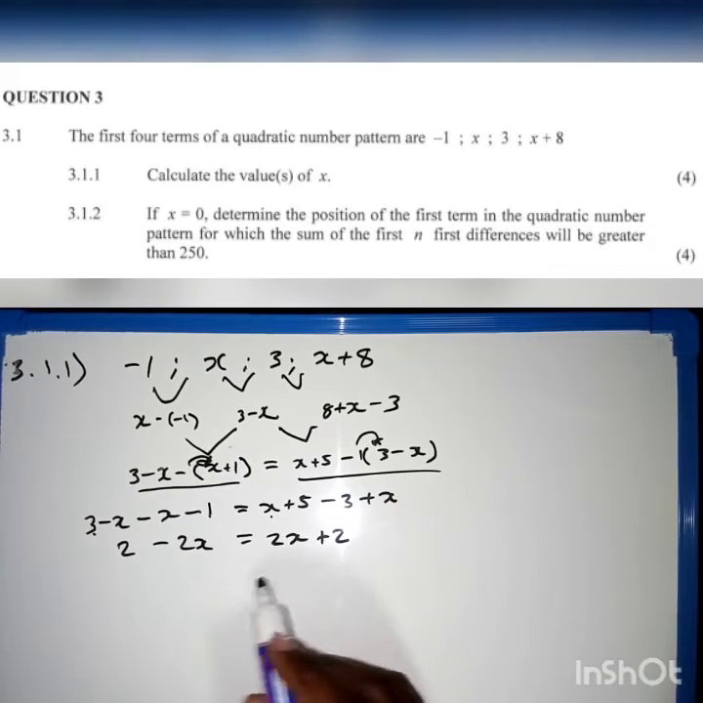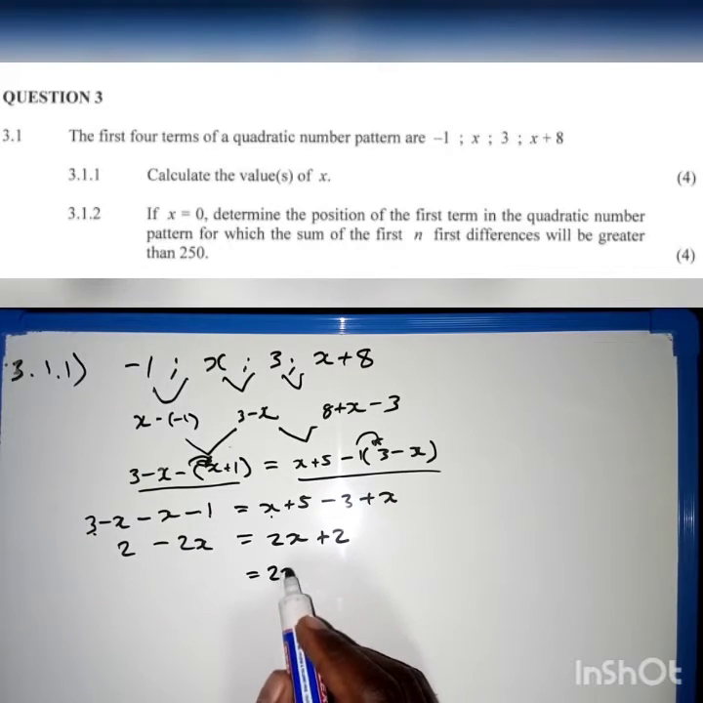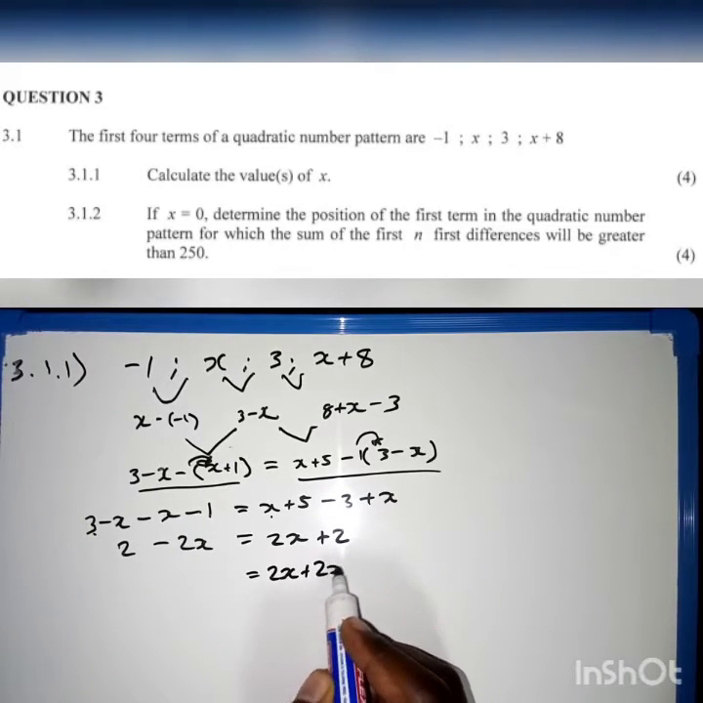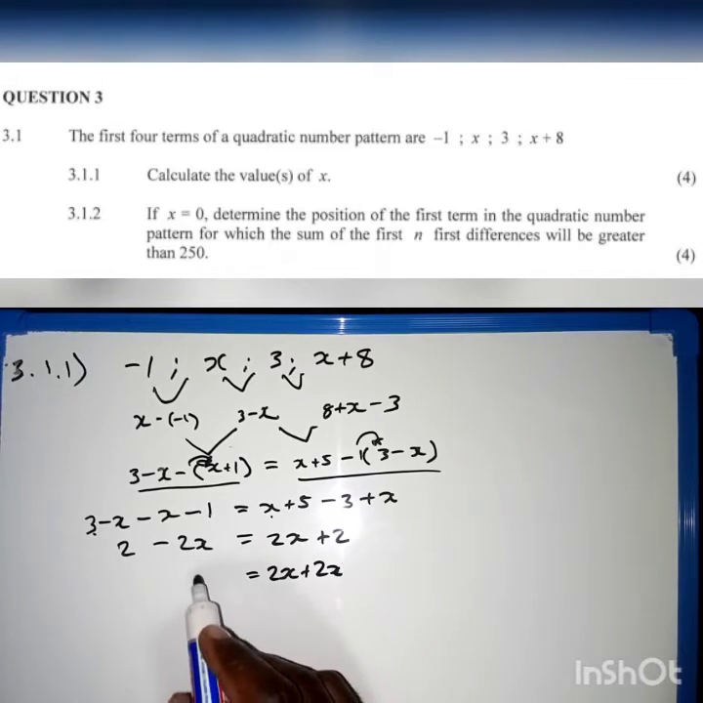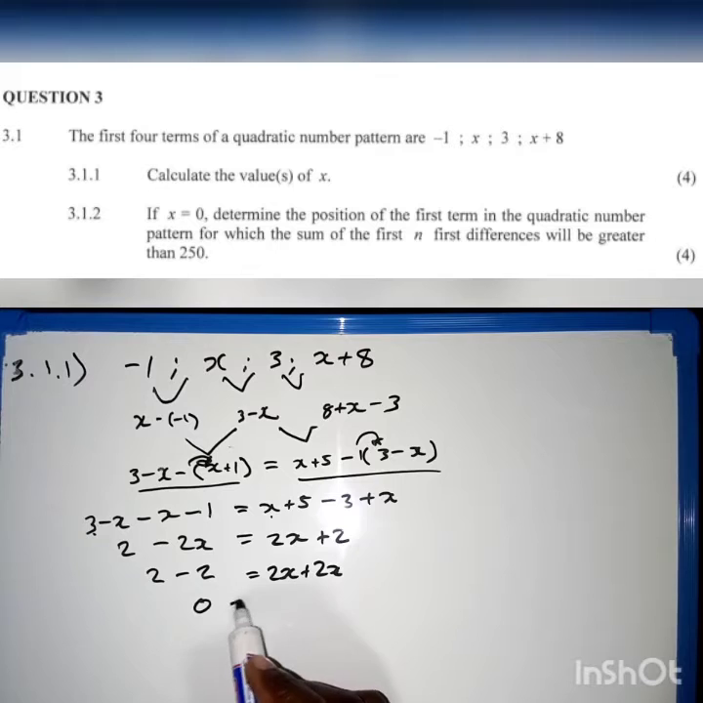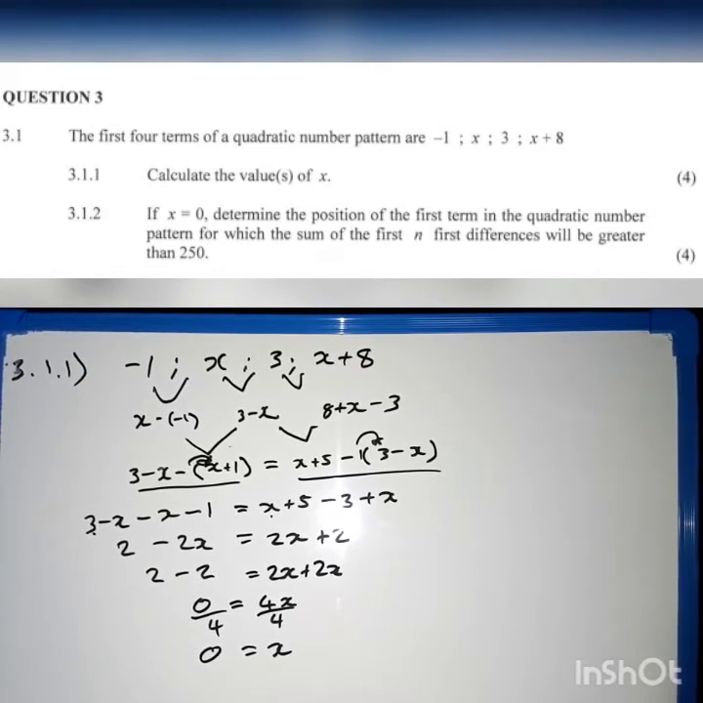I'm going to bring this negative 2x to this side, so I have 2x plus 2x, and then this 2 to this side, so I'll have 2 minus 2, so we'll have 0 is equal to 4x. Divide both sides by 4, so our x is equal to 0. So that will be the value of x.